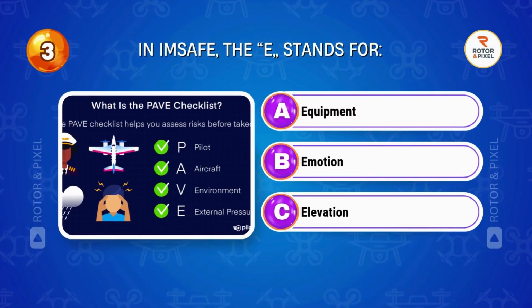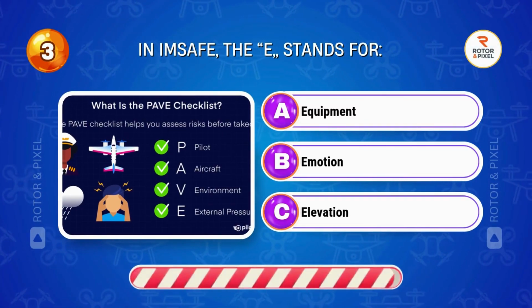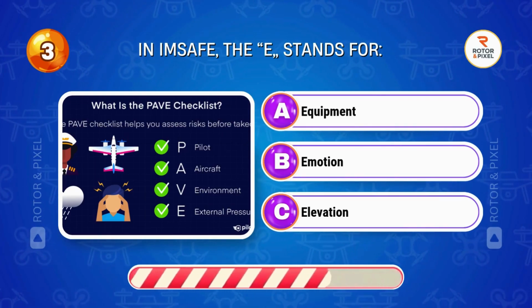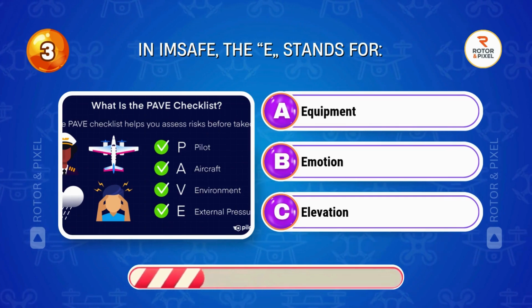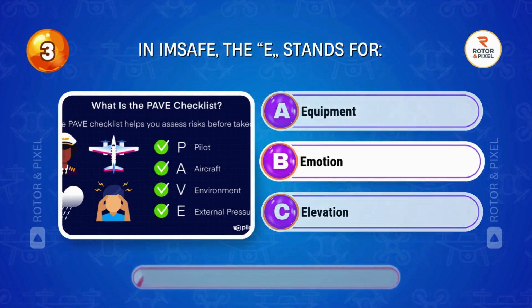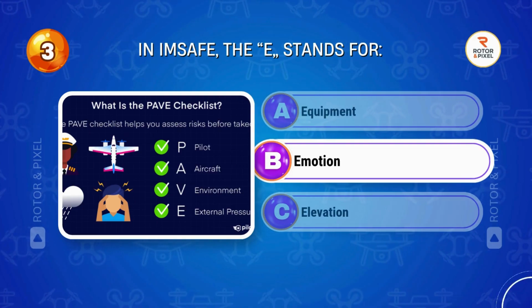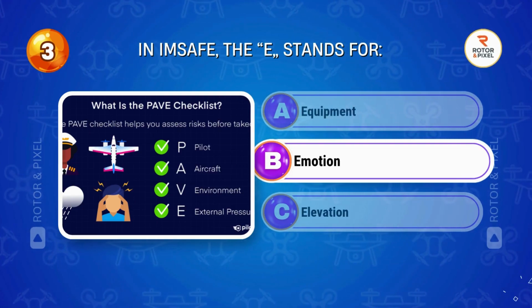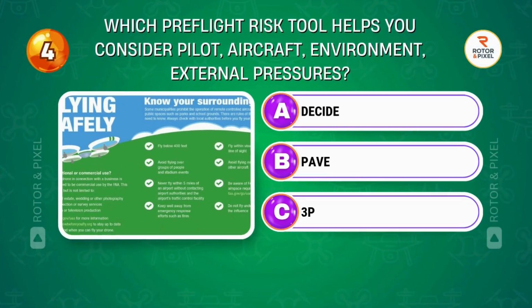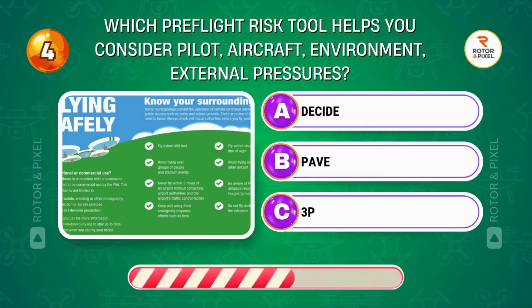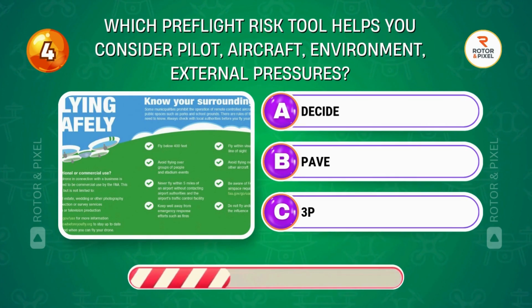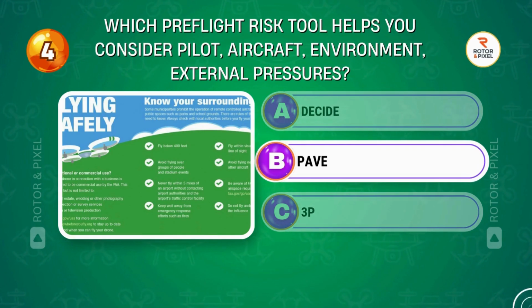In IMSAFE, the E stands for Answer B, emotion. Which pre-flight risk tool helps you consider pilot, aircraft, environment, external pressures? Answer B, PAVE.